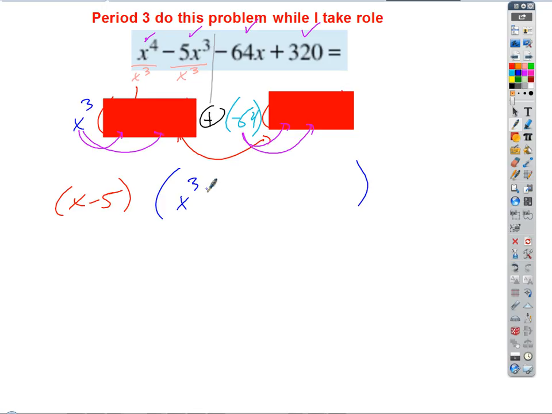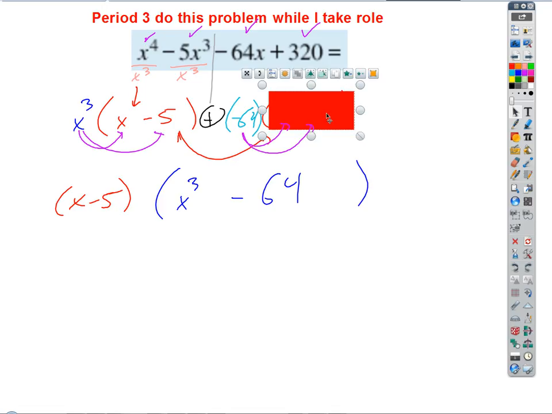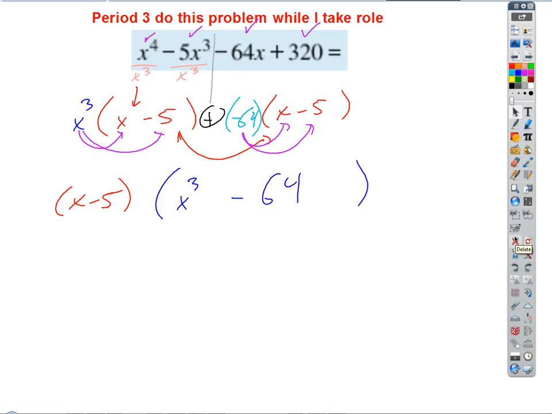x cubed plus negative 64 would just be x cubed minus 64, right? Okay, good. So that helped a lot. Right now we got this down from this big ugly polynomial. We've broken it down into two smaller ones. This one's done. What about this one?